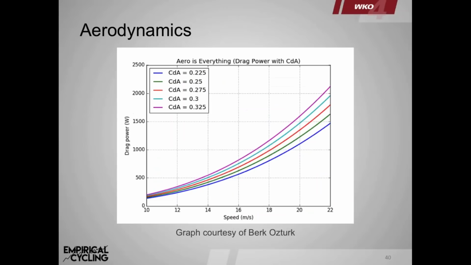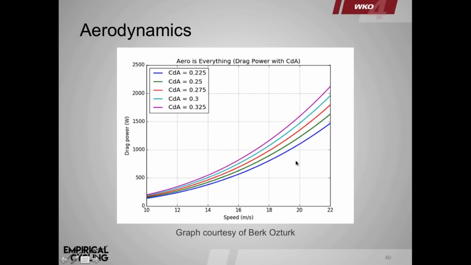And so this is the last graph I want to show you guys. This was made for me by one of my MIT athletes, Bert Ozturk, who's in the Aero Astro program. So thank you, Bert. This is speed versus drag power for different drag coefficients.